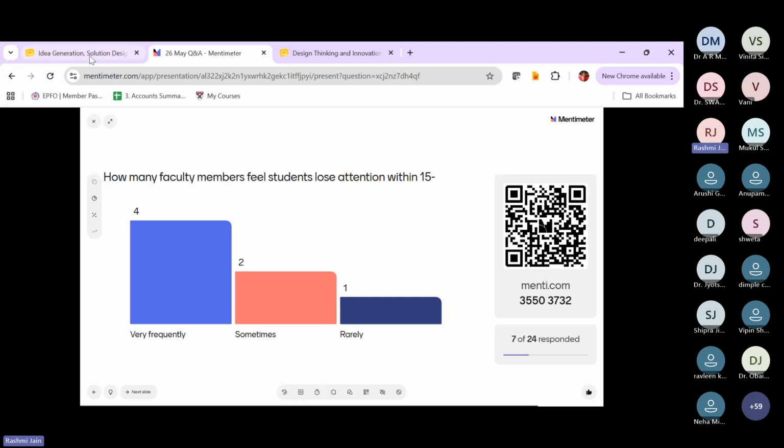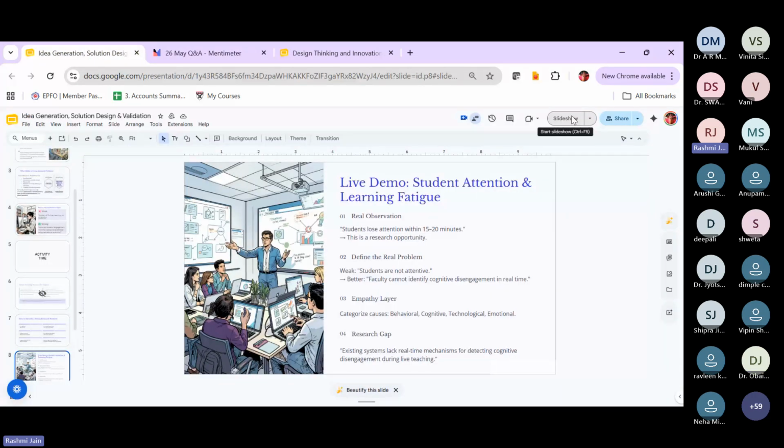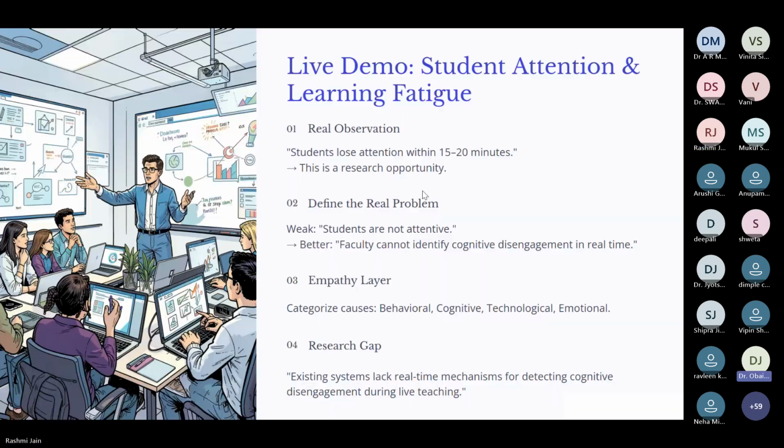So for the sake of our discussion, we can say that we have established that students do tend to lose attention within 15-20 minutes. And let's define our problem. So in a very weak manner, we can say students are not attentive.